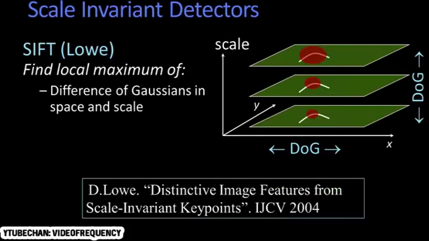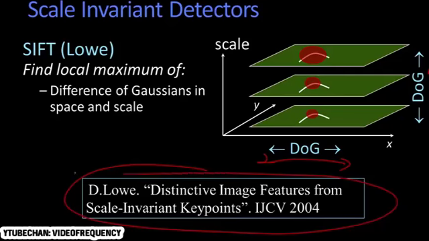So this can be written sort of like this. For scale invariant detectors for SIFT, here we've shown that you're going to do difference of Gaussians in space and in scale. You're taking all these different Gaussians, comparing them in space and in scale, and you're picking the maxima. And here's a reference from, again, the International Journal of Computer Vision, where he talks about this.